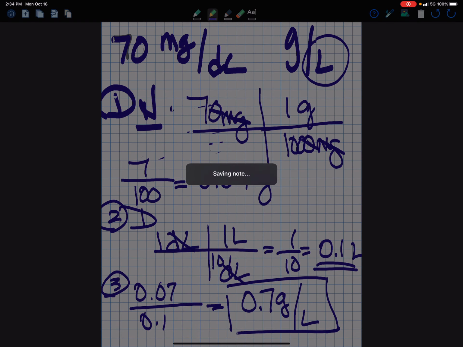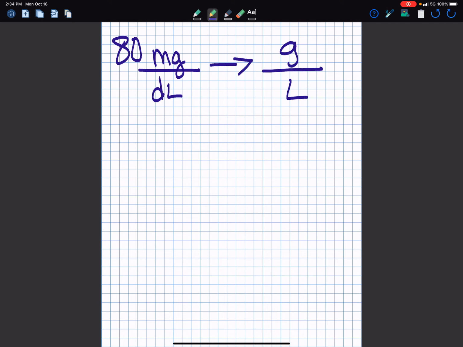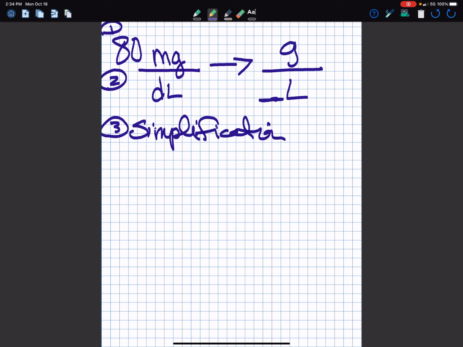You might like to write it this way. 80 milligrams per deciliter to grams per liter. Okay, the top is your numerator, the second is your denominator, the second step, and then the third is simplification. Right? And remember, we're looking for per 1 liter, not per 0.1 liter.